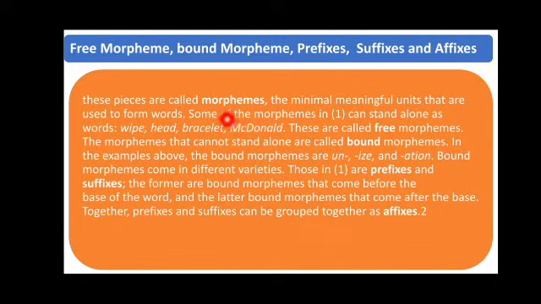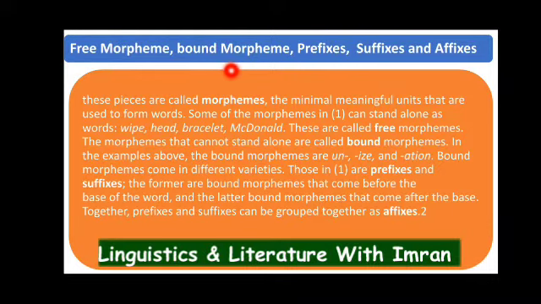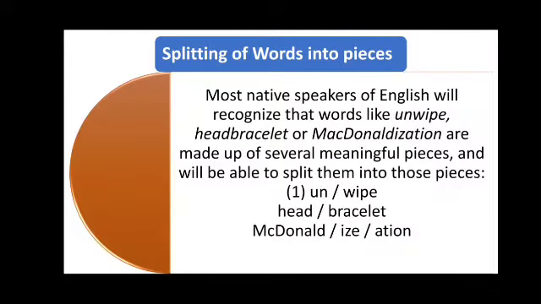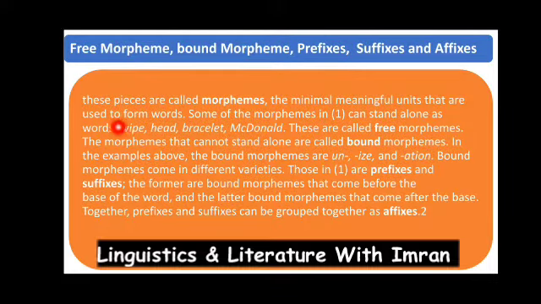So here we have kinds of morpheme. Morpheme can be divided into free morpheme and bound morpheme. And then bound morpheme can be further divided into prefixes and suffixes. Prefixes and suffixes together are called affixes. These pieces, like un and wipe, are called morphemes. So un is one morpheme and wipe is another one. These pieces are called morphemes, the minimal meaning units that are used to form words.